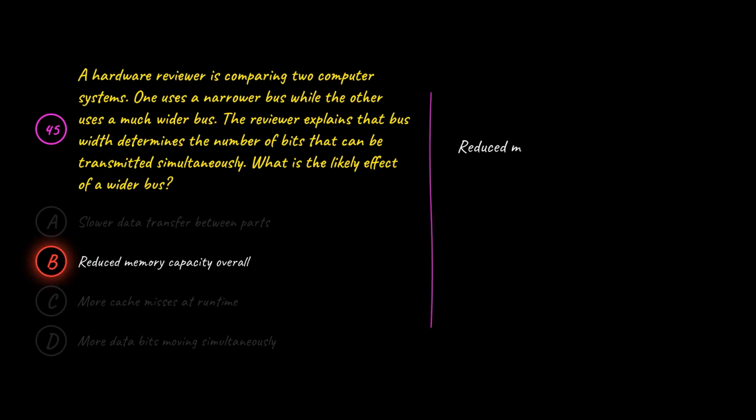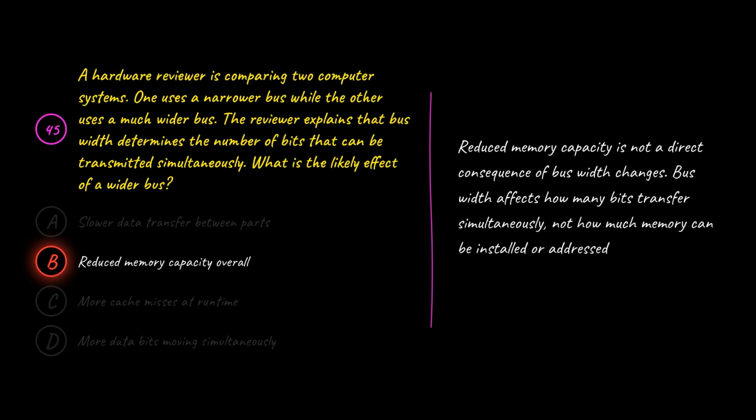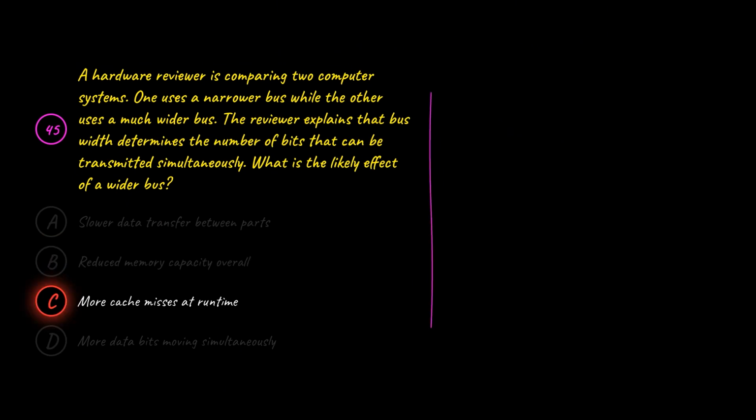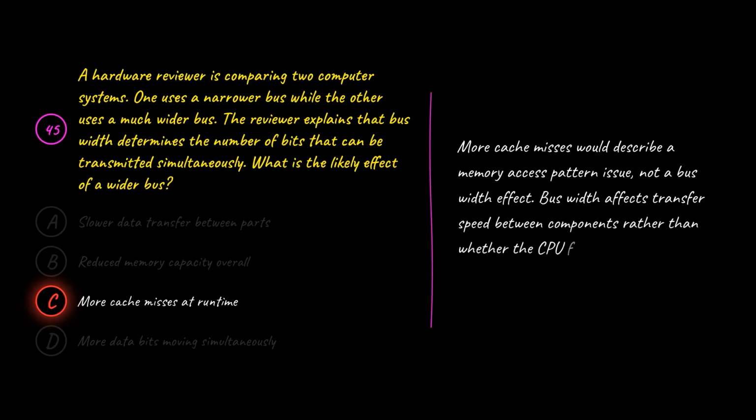B is wrong because reduced memory capacity is not a direct consequence of bus width changes. Bus width affects how many bits transfer simultaneously, not how much memory can be installed or addressed within the computer system overall. C is wrong because more cache misses would describe a memory access pattern issue, not a bus width effect. Bus width affects transfer speed between components rather than whether the CPU finds requested data in the cache or not.